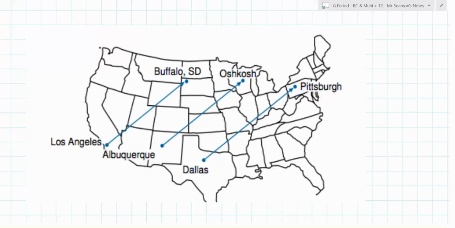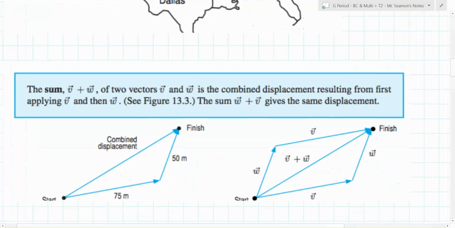We have one that goes from LA to Buffalo. We have one that goes from Albuquerque to Oshkosh, Dallas to Pittsburgh. It's a direction and a distance. So that's what we're working with today. We are working with vectors.